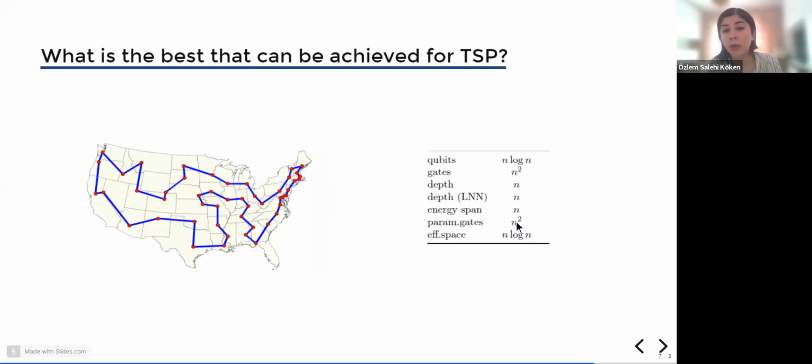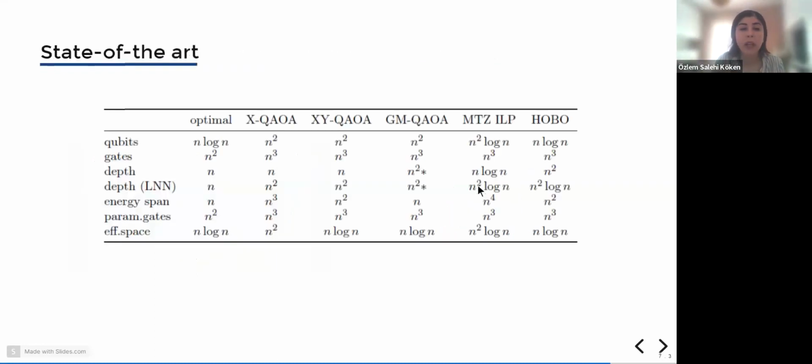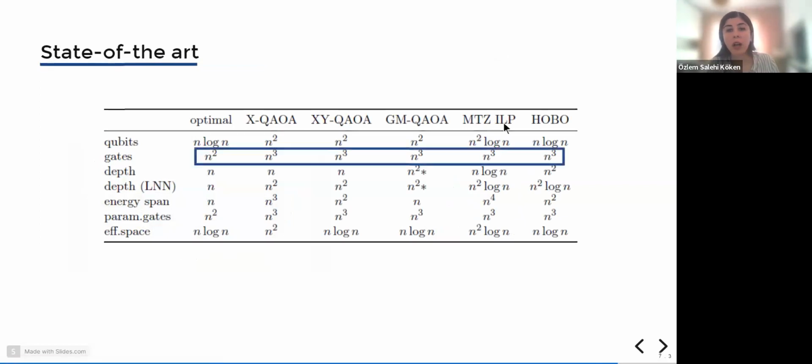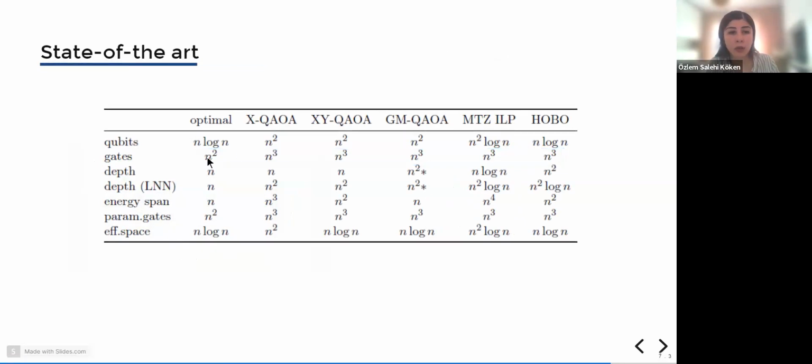And this is also true for parameterized gates. And for that, we can obtain the lower bound by dividing gates over qubits. This gives us n. And if you take the state of the art, I only didn't talk about MTZ-ILP, but this is another formulation obtained through integer linear programming. You can see that on the left-hand side, we have the optimal, and on the right-hand side, you can see the other formulations.